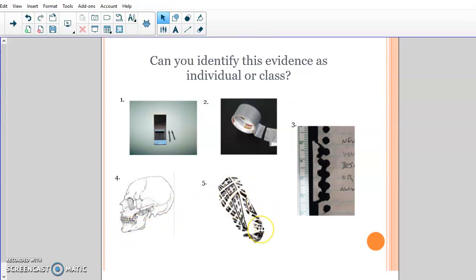The last one right here is a shoe print. This would be class evidence, right? I could tell you the size of the shoe. I could tell you it's an athletic shoe, but I couldn't say, it's your right foot Nike shoe versus somebody else's, right? Because lots of those shoes had been made.